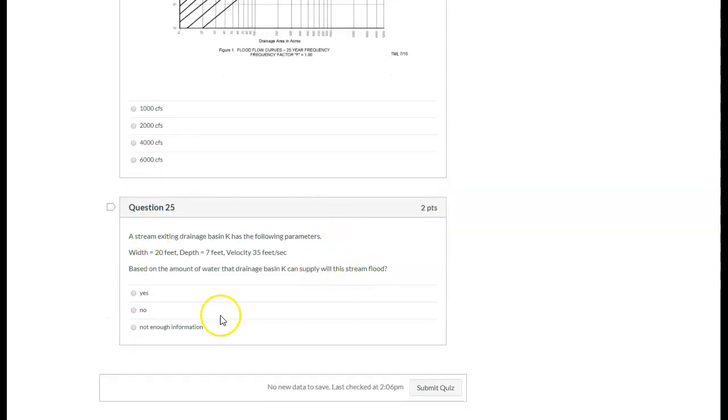So what this is saying is, if this is my stream and it has these characteristics, right? This width, this depth, and this amount is coming out, is it going to flood? Well, you know the formula for figuring out what this can handle, right? Width times depth times velocity will tell you what that particular stream can handle. Can it handle 5,000 CFS or only 2,000? If your value here is greater, then it's going to flood because it can't handle it. But if it's less, it won't flood.